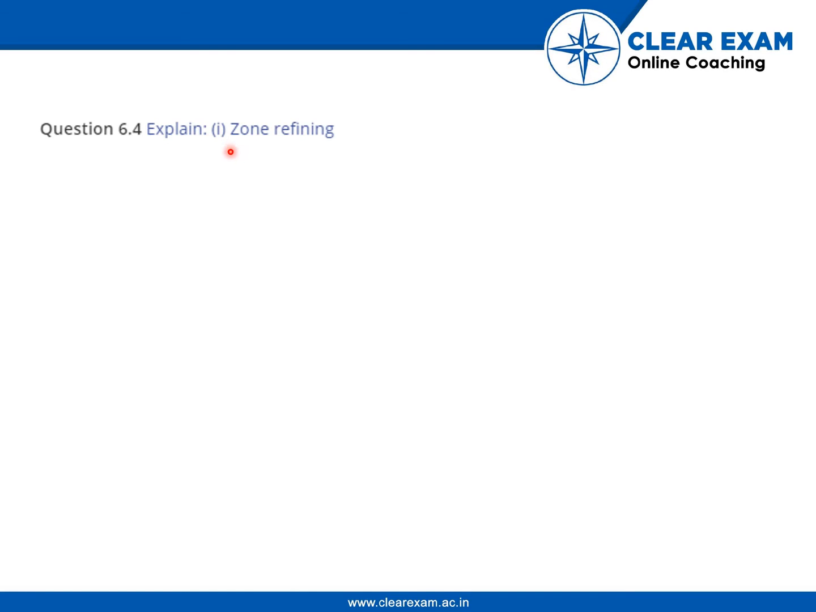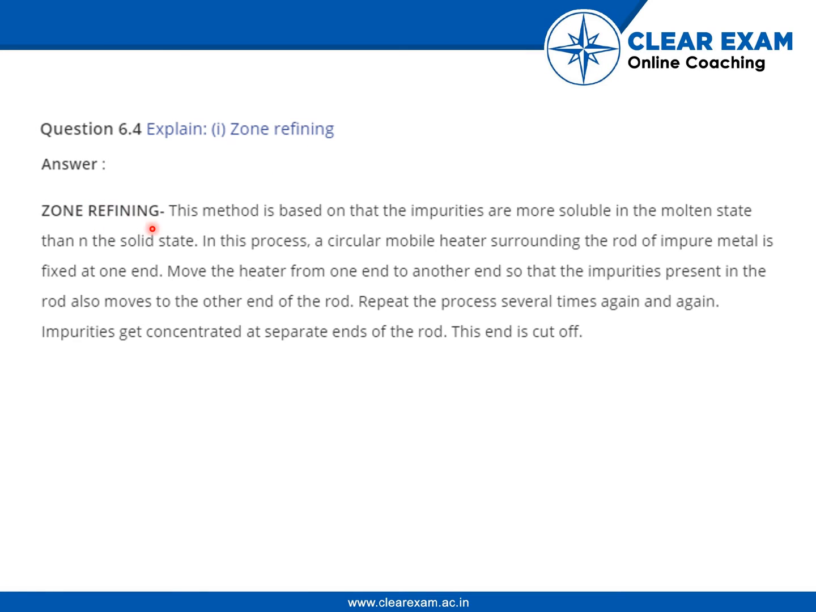Question is to explain zone refining. So as the name suggests, it has something to do with refining of ores. Okay. So the answer is: this method is based on the principle that impurities are more soluble in the molten state than in the solid state. This is the basic principle for this process of refining.